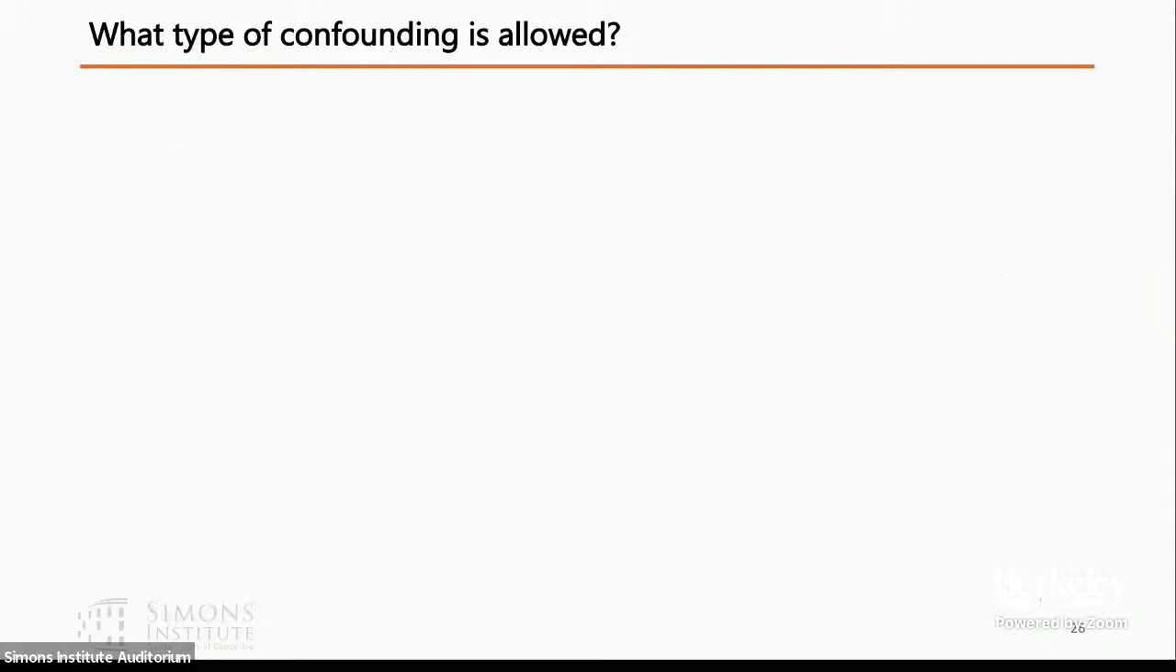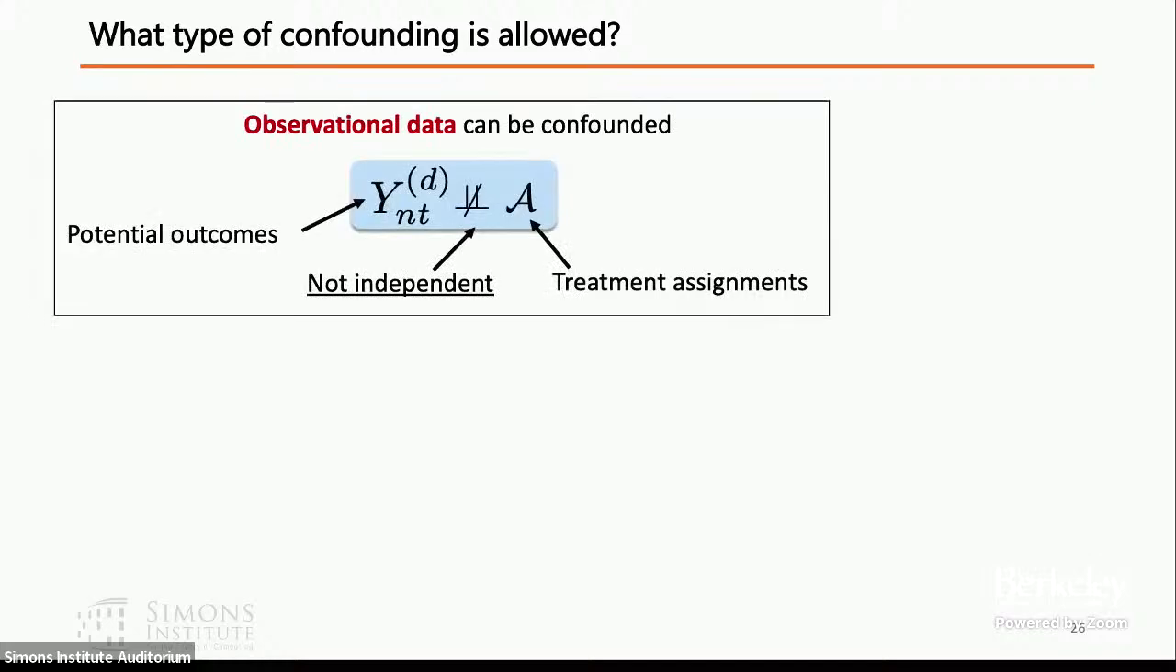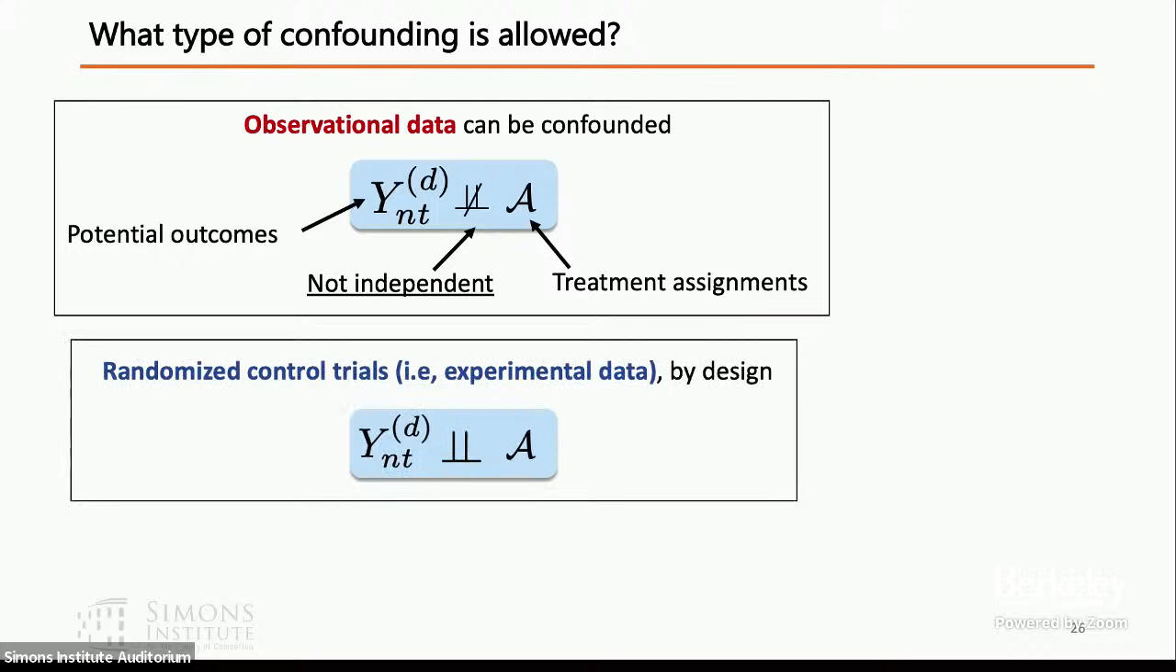The third assumption is about what kind of confounding is allowed in the observational setting. So observational data can be confounded. What that means is potential outcomes are not independent of treatment assignment, which is being denoted by script A here. In an RCT, by design, we have potential outcomes independent of treatment assignment.